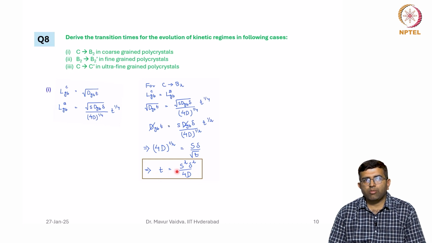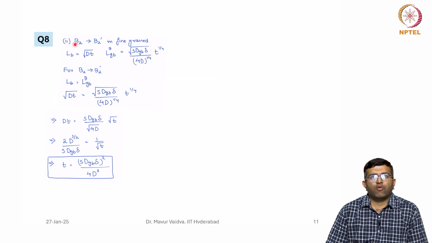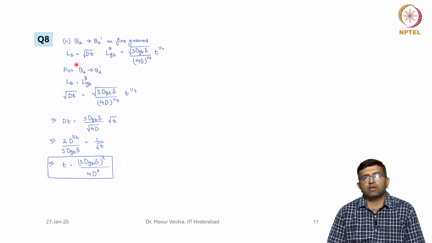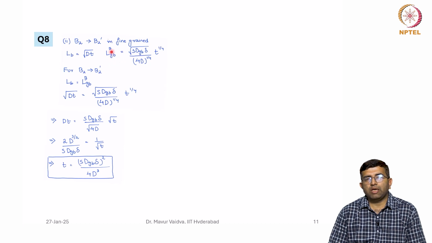So, this was denoted by t dash in the original lecture. This is the transition time. For B2 to B2 dash in the fine grained structure, we have this happening when the bulk diffusion length becomes equal to the grain boundary diffusion length in the B kinetic regime.